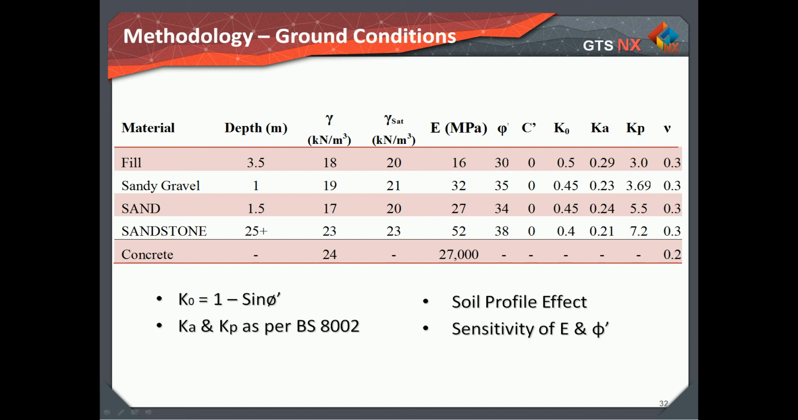The values of phi are estimated from the SPT N values and soil descriptions of the borehole logs. For normally consolidated sand, the earth pressure coefficient at rest is calculated using the equation shown here. The lateral active and passive earth pressures for the limit equilibrium method are worked out as suggested by the British standard. Reviewing the soil parameters closely indicates that the critical values of the sandy gravel and sand layer are fairly similar.